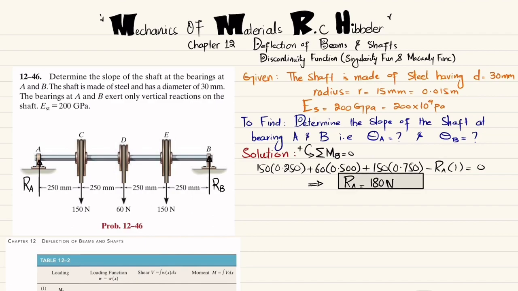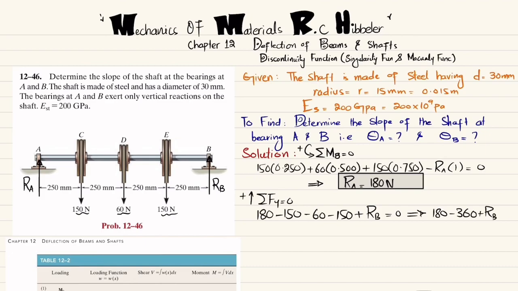We can find RB as well by using this equation of equilibrium, that sum of all forces along y direction must be equal to 0, and upward force is taken as positive. So RA is upward, so 180. This force is downward, so minus 150. This force is downward, which is minus 60, minus this force, which is 150, plus RB is equal to 0. So from here, 180 minus 360 plus RB is equal to 0. So it means that RB is equal to 180 Newton.